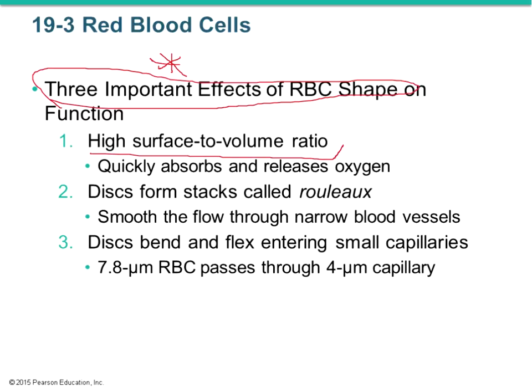High surface to volume ratio. What does that mean? Well, it just means because of the shape, you can quickly absorb and release oxygen, because you want to be able to bind the oxygen, but you want to be able to release it very easily as well.